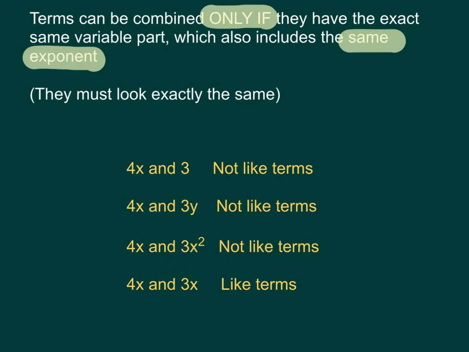So what I have down here is a different set of examples. 4x and 3 are not like terms. They are not the same. 4x and 3y, not like terms. This has an x, that has a y. Not the same. 4x and 3x squared, not like terms, because that has an x all by itself, which technically is x to the power of 1, and this has an x squared. Okay, and then 4x and 3x are like terms, because they look exactly like that x with that x. And that's what we're talking about when we say look exactly alike. We're talking about the variable and the exponent.